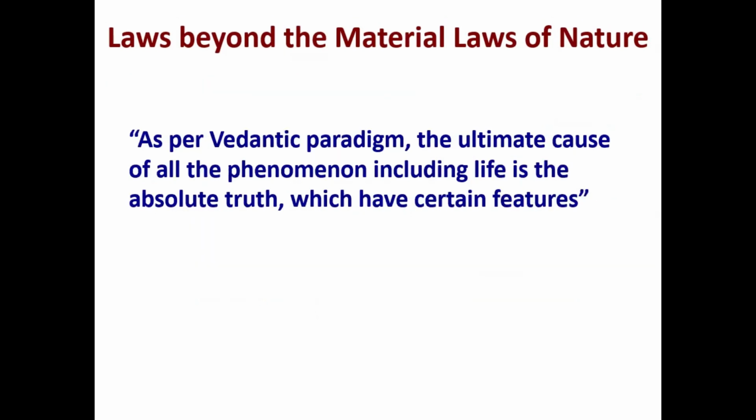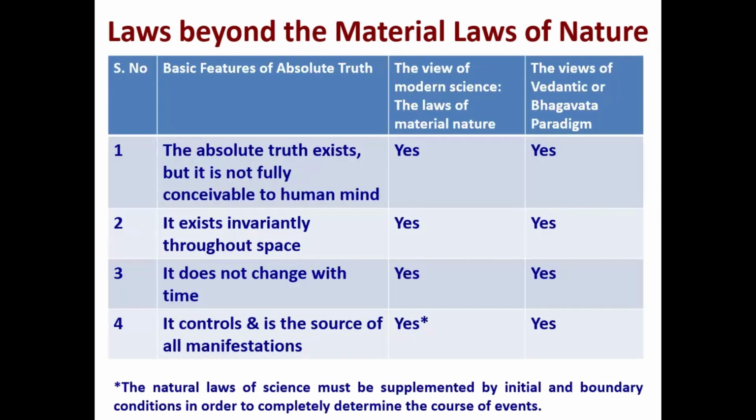So, there is an answer from the Vedantic perspective or Vedantic paradigm. According to the Vedantic paradigm, the ultimate cause of all phenomena, including life, is the absolute truth. So there is an absolute truth, and that absolute truth has certain features. So, what are the features of this absolute truth? Number one, the absolute truth exists, but it is not fully conceivable to the human mind. This feature is accepted by both modern science and the Vedantic perspective.